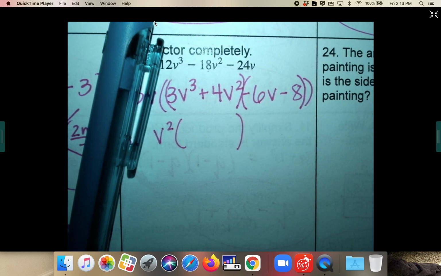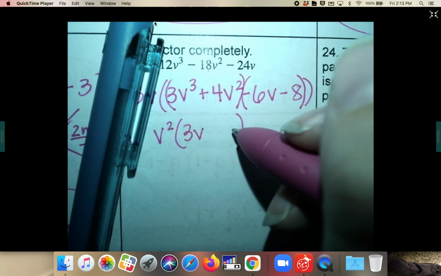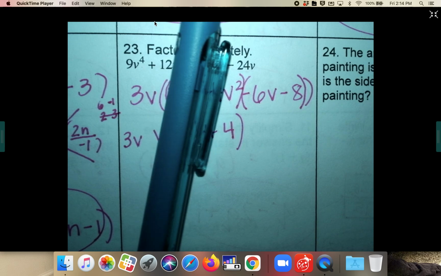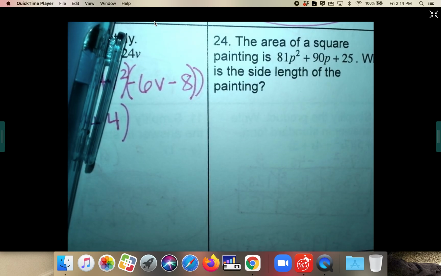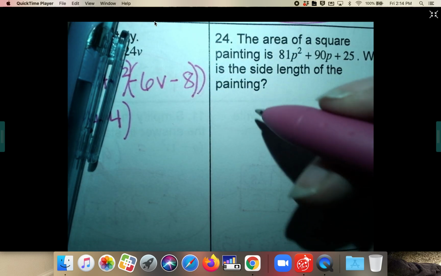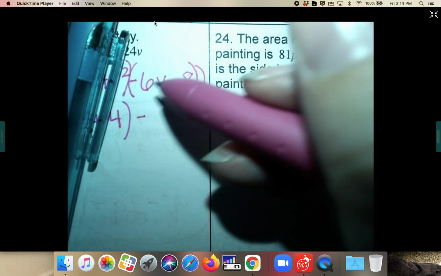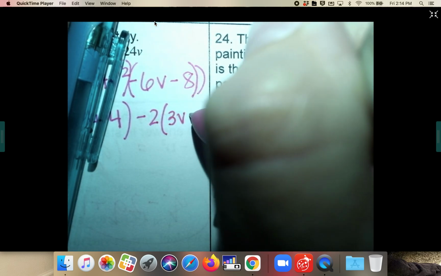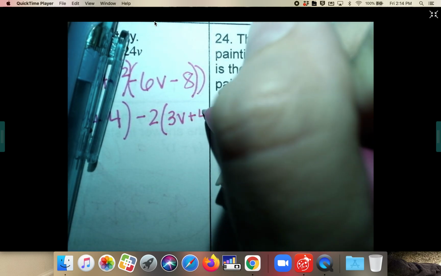And so what it would leave on the inside is 3v plus 4. Okay, now I only want to look at my second set of parentheses. Remember, if your first term is negative, you have to pull out a negative. If not, it will be wrong. The other thing you can divide out from both of these is a 2. So that would leave 3v plus 4, because negative times positive is what gives us that negative 8.